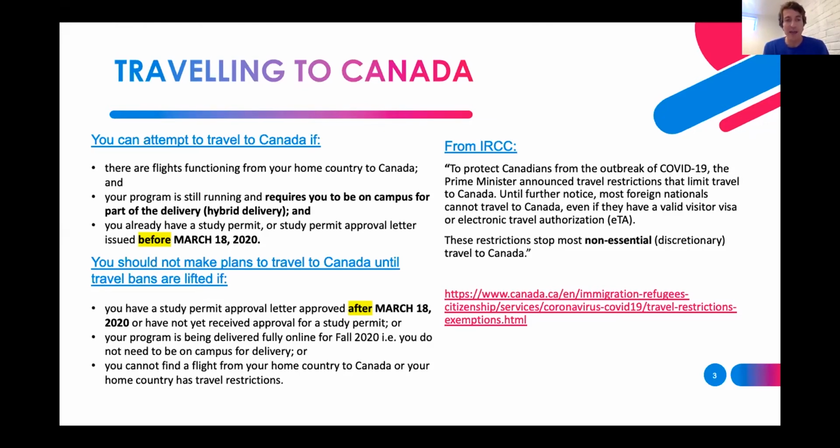So be careful with the ands and ors here. If you look at the top section, you'll notice that each bullet point is an and. You need to meet all three of those criteria to even be allowed to attempt to travel. In the bottom section here, it's or. That means if you meet any of those criteria, then you should not be making plans to travel right now.